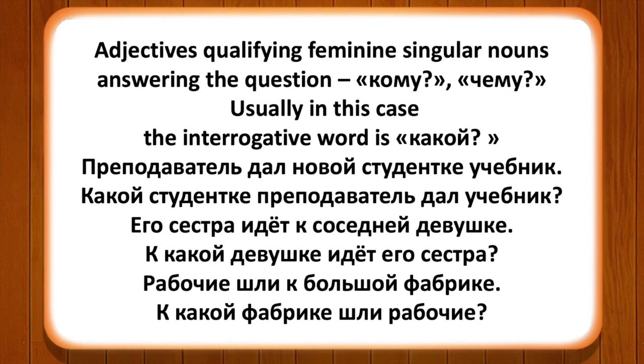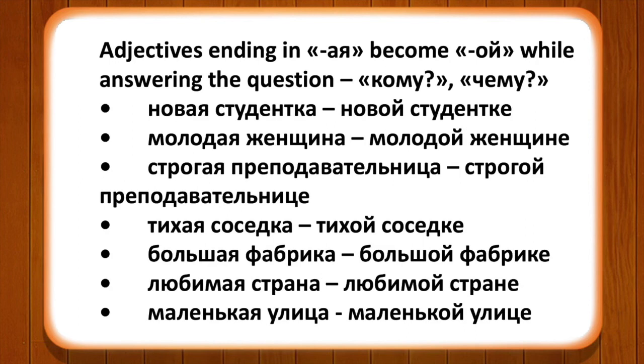Now let's pay attention to the adjectives ending in -ая becoming -ой and краткий while answering the question кому, чему. Новая студентка, новой студентке. Молодая женщина, молодой женщине. Строгая преподавательница, строгой преподавательнице. Тихая соседка, тихой соседке. Большая фабрика, большой фабрике. Любимая страна, любимой стране. And маленькая улица, маленькой улице.